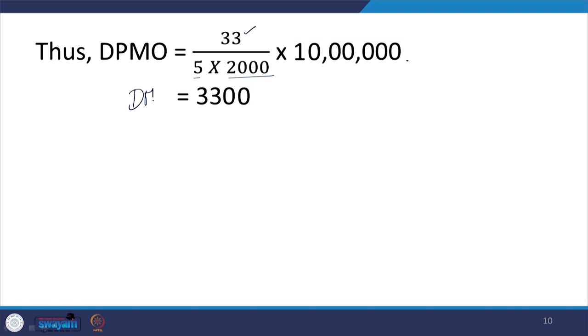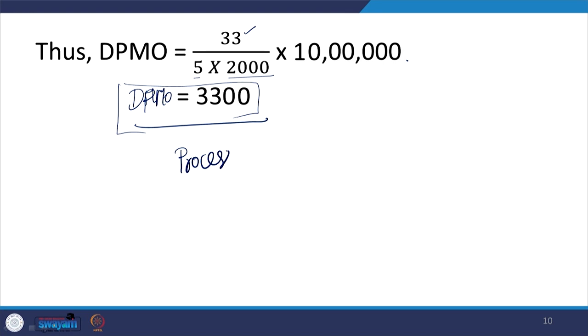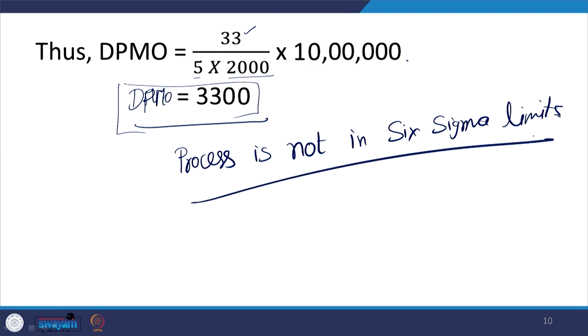So this DPMO calculation is coming, which is not acceptable because it has to come within 3.4. Here the DPMO is much higher than the DPMO level theoretically, that is 3.4. So the process is not in 6 sigma limits, because the value of DPMO is sufficiently high. If this value of DPMO comes to be 1, 2, 3 or in some minus values, if product is of that type, then it is saying that it is a 6 sigma process. But right now DPMO is coming 330 and therefore we will say that the process is not in 6 sigma.